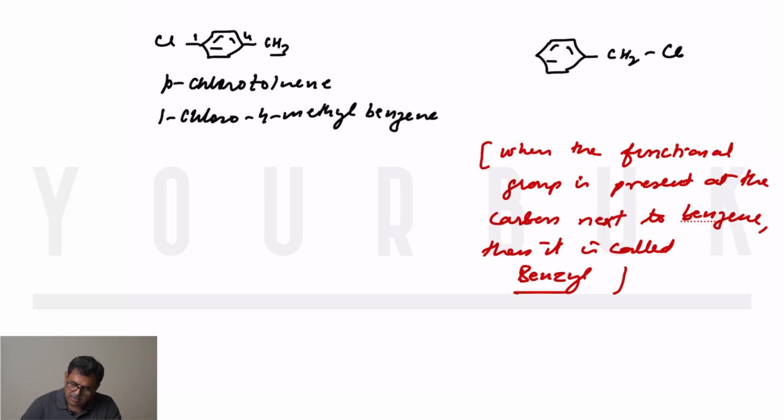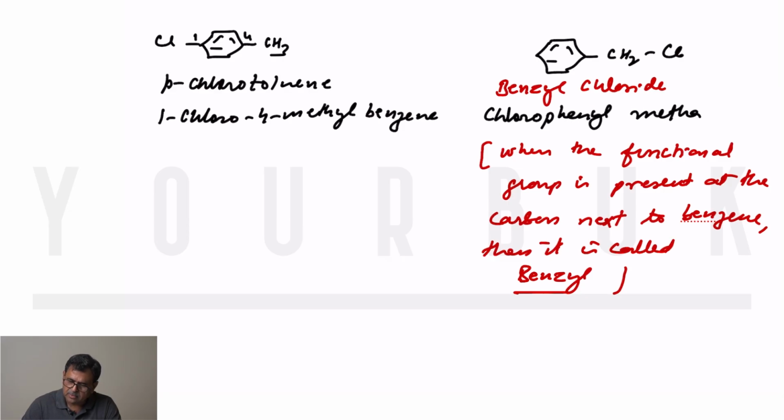Now this compound has a common name called benzyl chloride. Benzyl chloride is a common name. Since benzene is present but the functional group is on the side chain, the benzene comes as a prefix, and the prefix for benzene is called phenyl. So the IUPAC name is chlorophenylmethane. So you should know when to write methyl, when to write benzene and when to write phenyl.